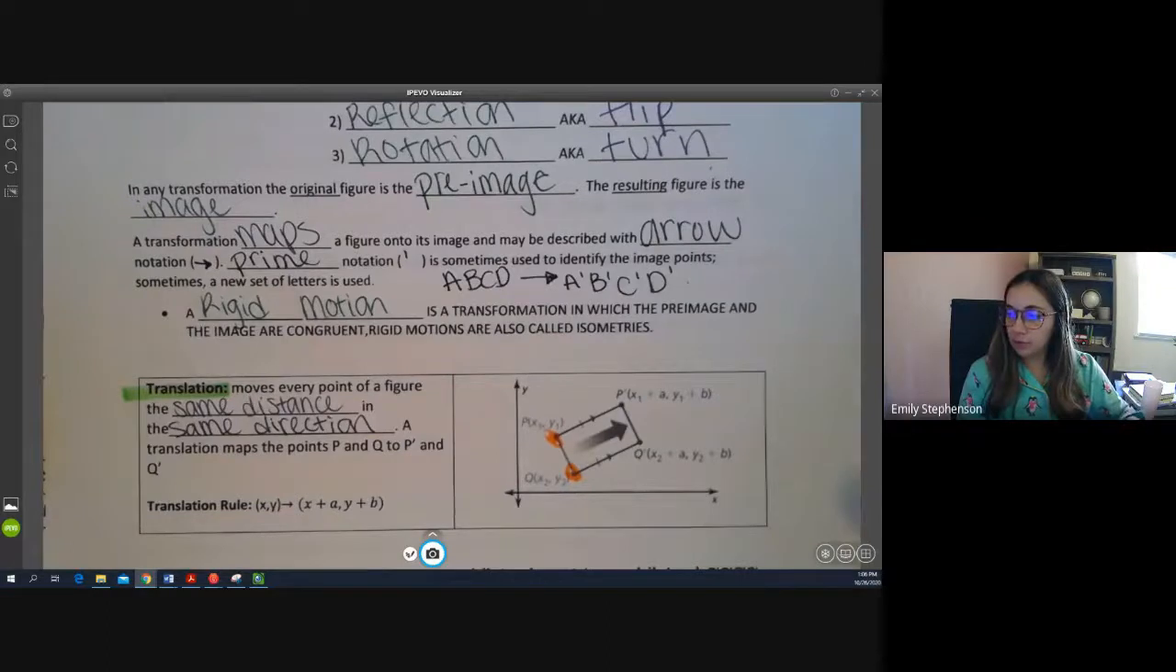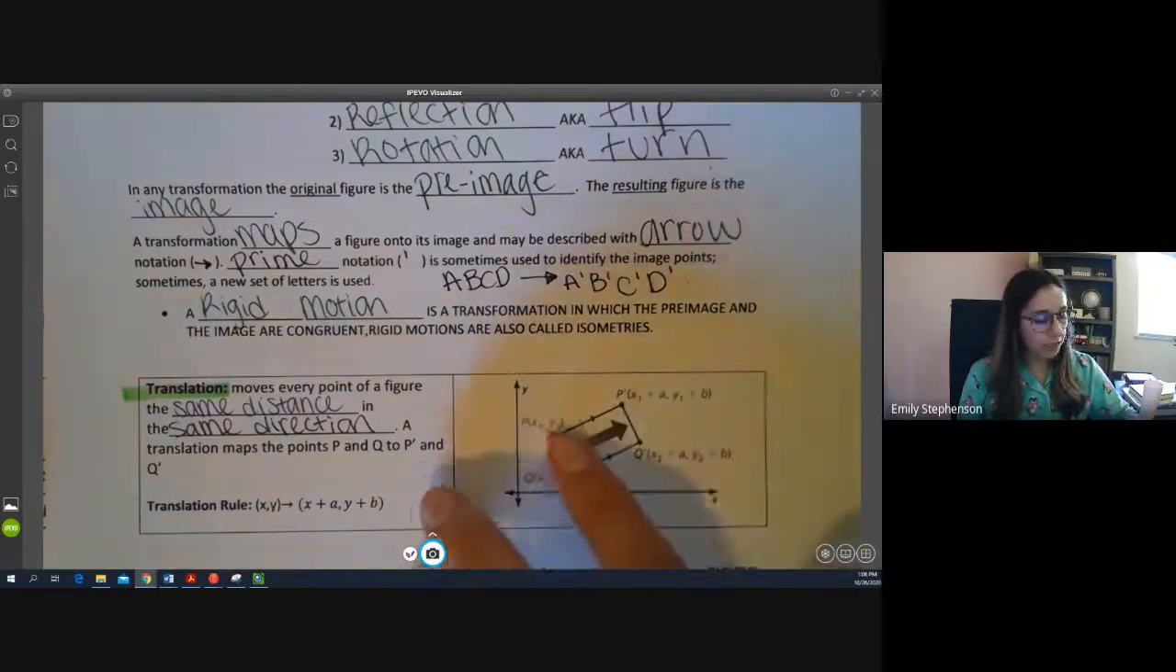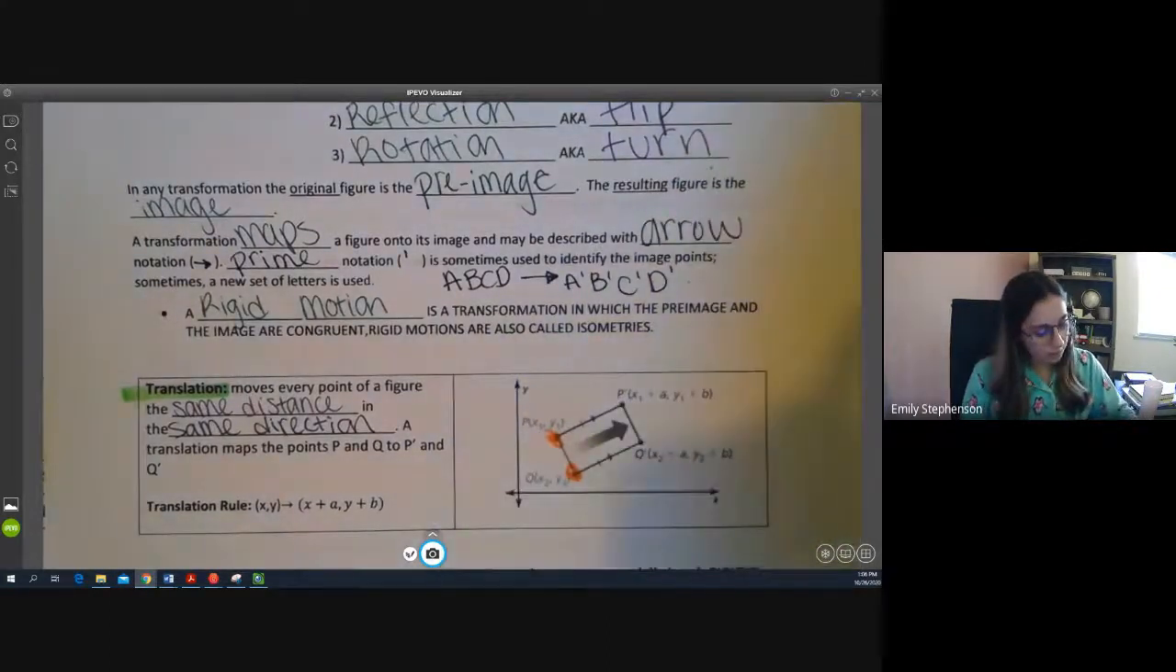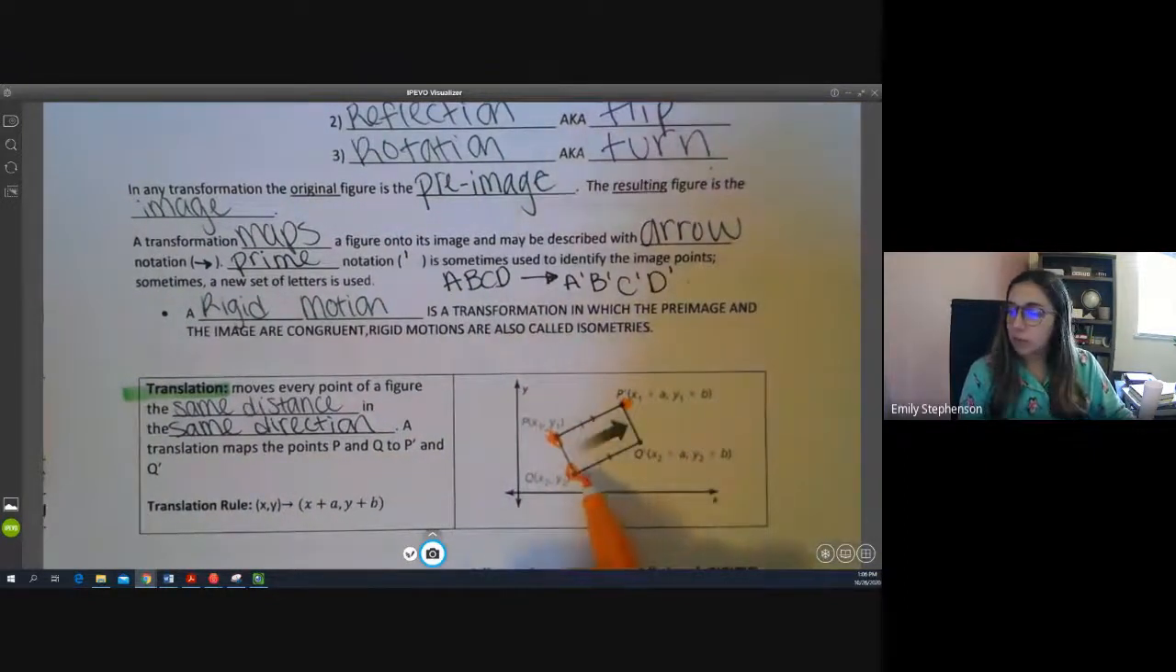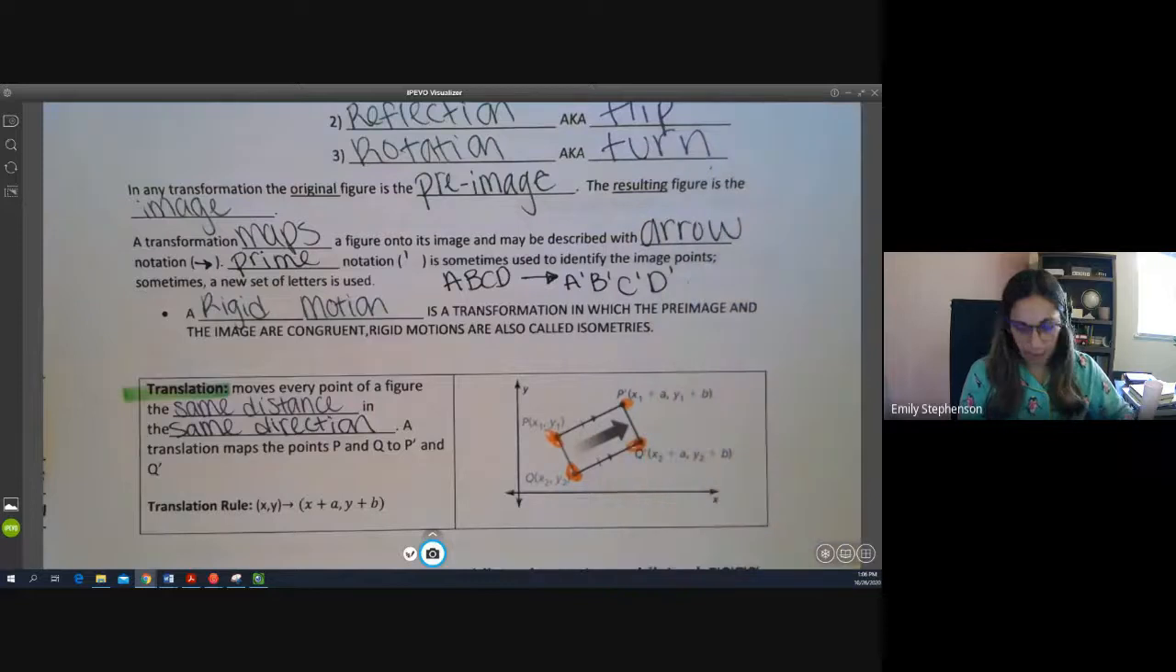And some transformation moved P up here to P prime. So it moved along this line up here. And then some translation took Q up here to Q prime. So this is where Q ended up. That's where P ended up.